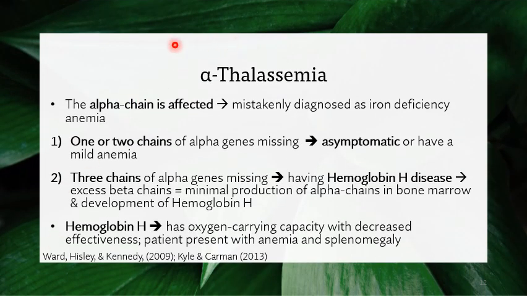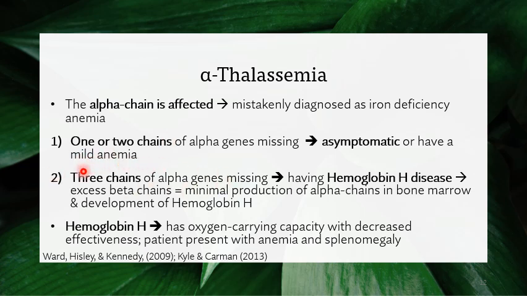So let's talk about alpha thalassemia. In alpha thalassemia, as I mentioned before, the alpha chain is the one that is affected. So instead of having a normal red blood cell, it's making a mistake, and then sometimes it can be mistakenly diagnosed as iron deficiency anemia. When one or two of the alpha genes are missing, sometimes we cannot really see signs and symptoms, so it will be asymptomatic, or sometimes it could also lead to mild anemia.